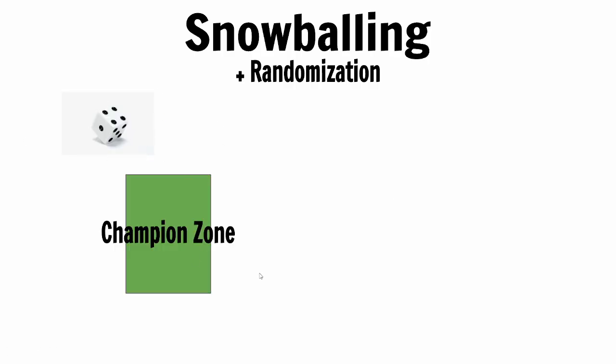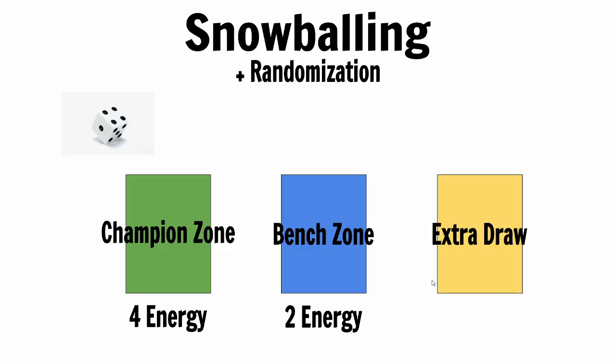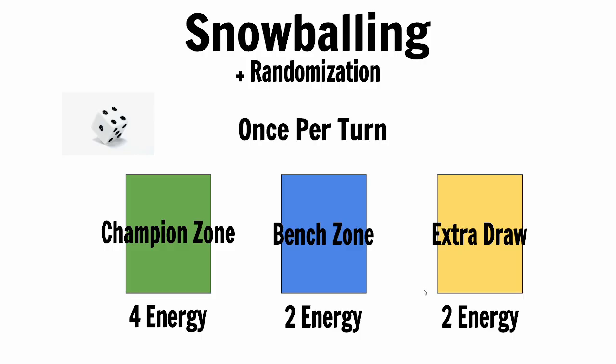The energy that you roll, you pay for a champion zone, which costs 4 energy. This is what you move your characters into to attack. You can pay for bench zones, which cost 2 energy. This is where you can play stacks of cards and characters on top of them. And you can pay for 1 extra draw, which is also 2 energy. You can do all of these only once per turn. So you can buy 1 champion zone per turn, 1 bench zone per turn, and do 1 extra draw per turn if you have the energy.